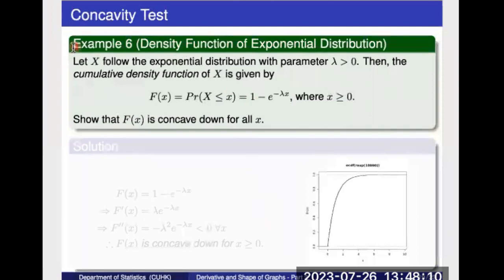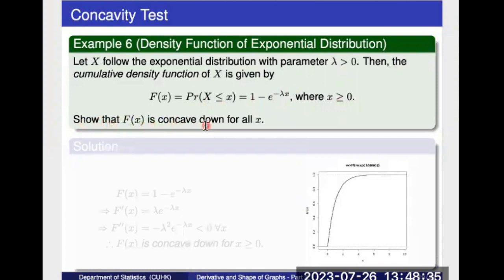Let's solidify this with an example testing the concavity of an exponential distribution. Suppose we have a random variable x that follows the exponential distribution with parameter lambda greater than 0. Then, the cumulative distribution function of x is given by F of x equals the probability that X is less than or equal to x, which equals 1 minus e to the negative lambda times x, where x is greater than or equal to 0.